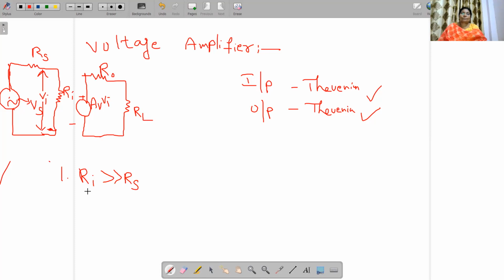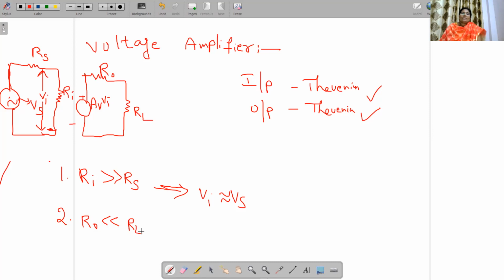So what is the value of Vi? Vi is approximately equal to Vs. This is the first condition. Now, going for the second condition: R naught is far less than RL. So here the RL value is more and the R naught value is less.